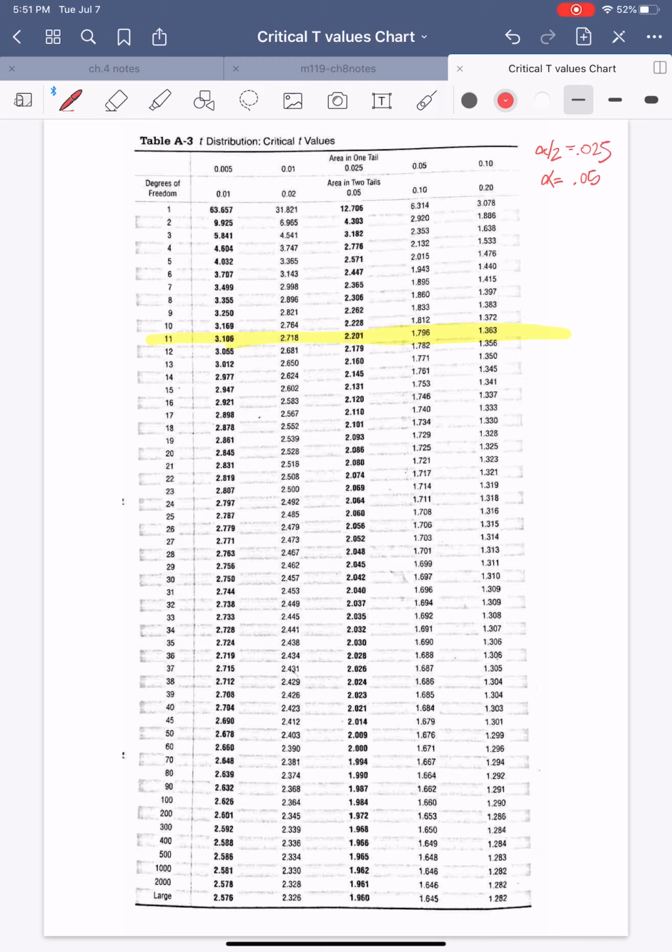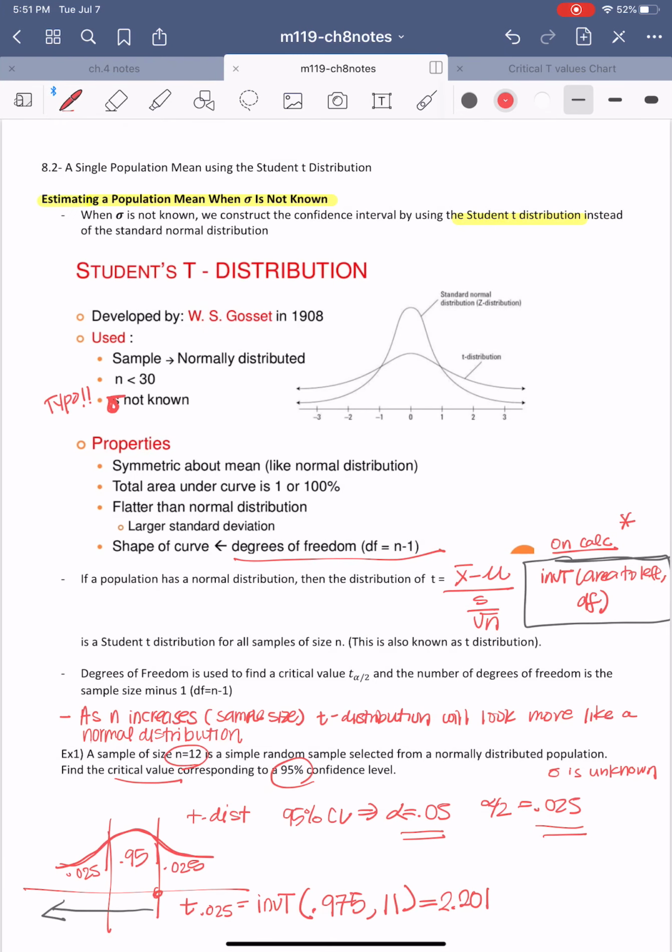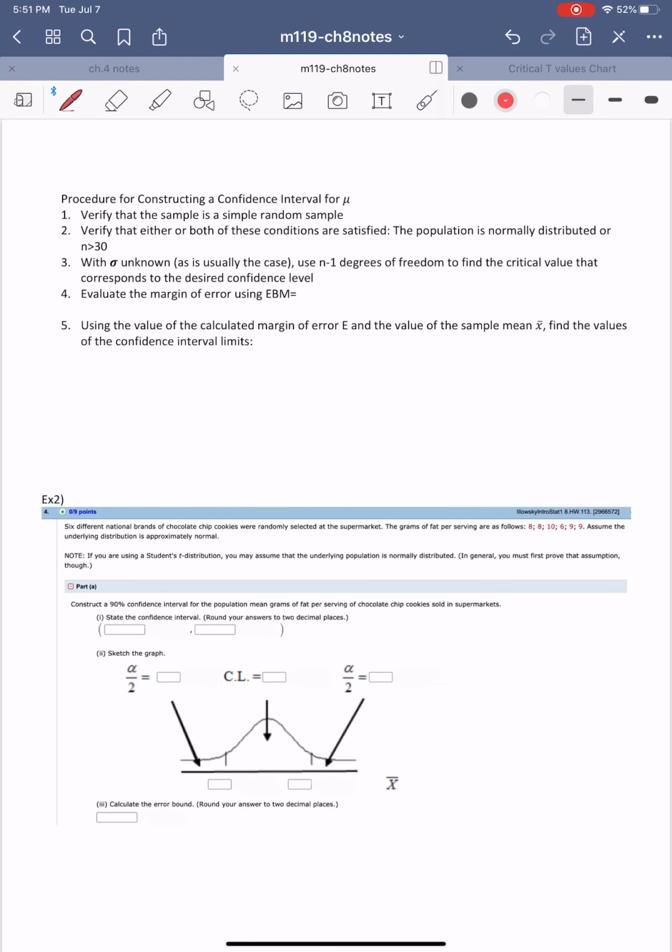Which is right here in the middle column. So you look at the cross section, which is equal to 2.201. So reading the chart is not that bad too. It's pretty fast. And you get the same result, 2.201. Okay. Now let's build a confidence interval.